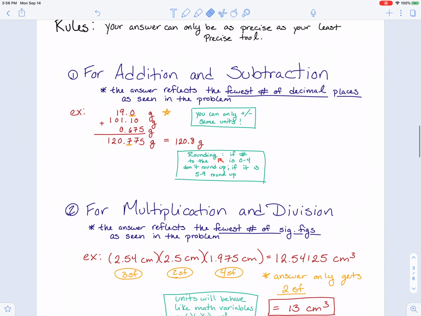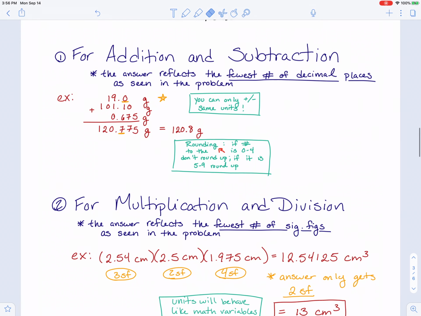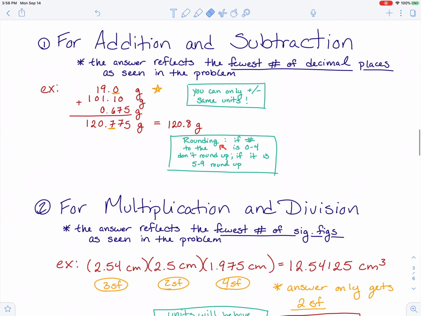So we'll start with addition and subtraction. In addition and subtraction, your answer reflects the fewest number of decimal places as seen in the problem. Okay, so what does that mean? I'm going to look at this problem over here, and in this case, all I'm looking at is how many places after the decimal each number has.